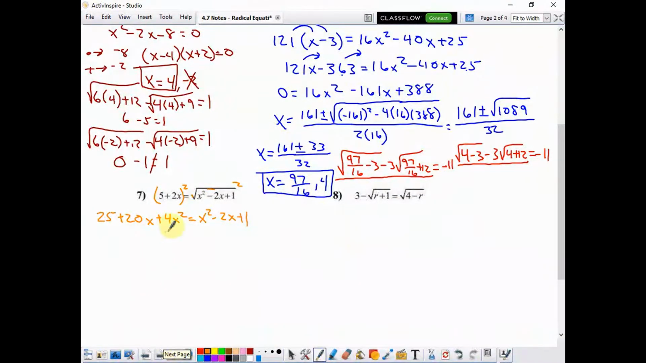Okay, we'll move everything to the left, so I have a positive lead coefficient. 4x squared minus x squared. 20x plus 2x. And 25 minus 1. This one won't be too bad to factor.